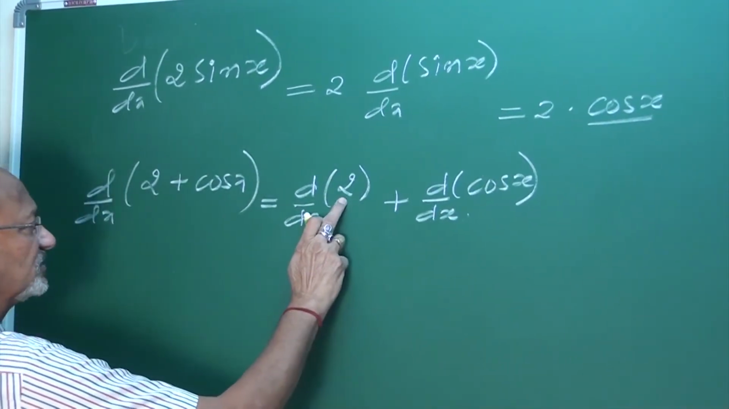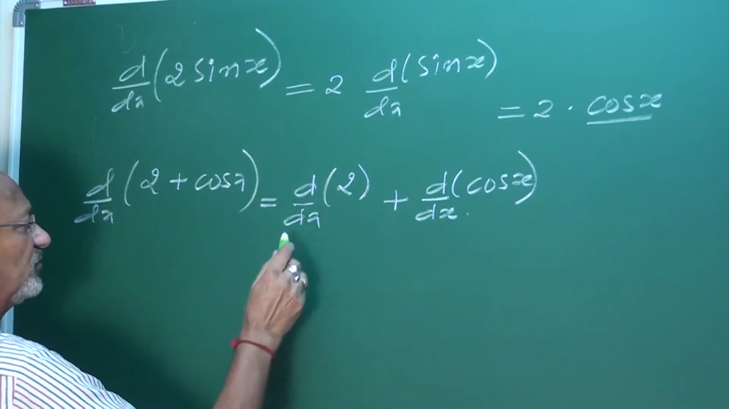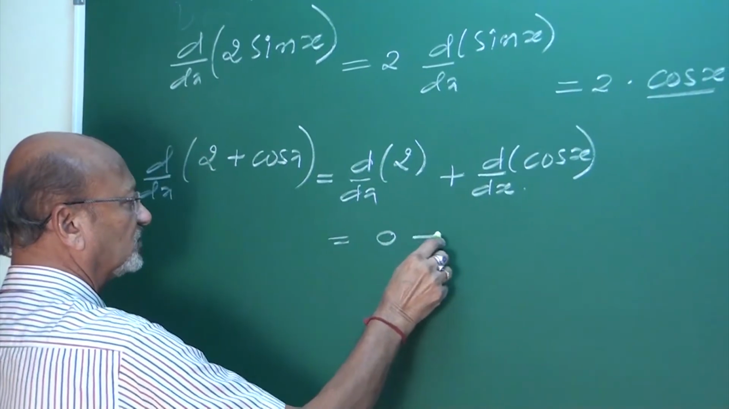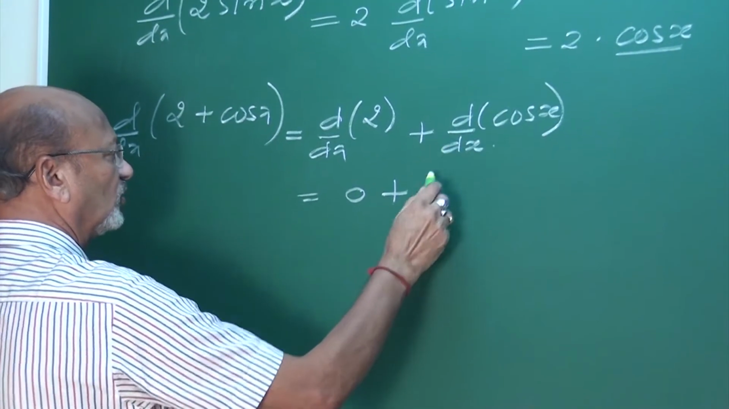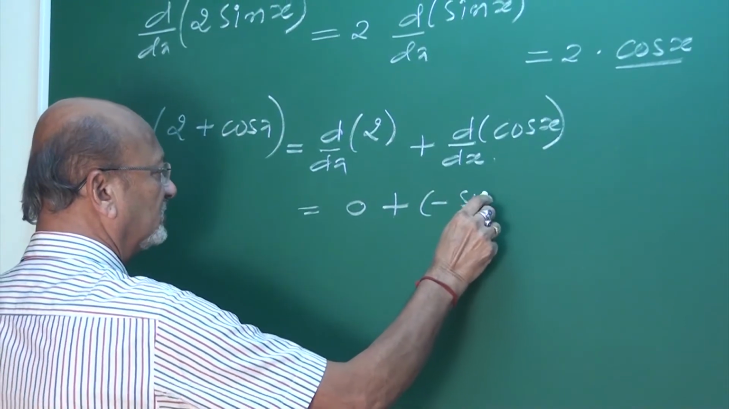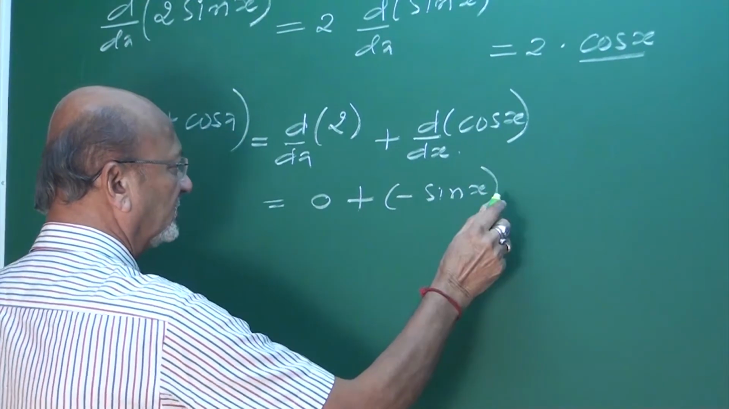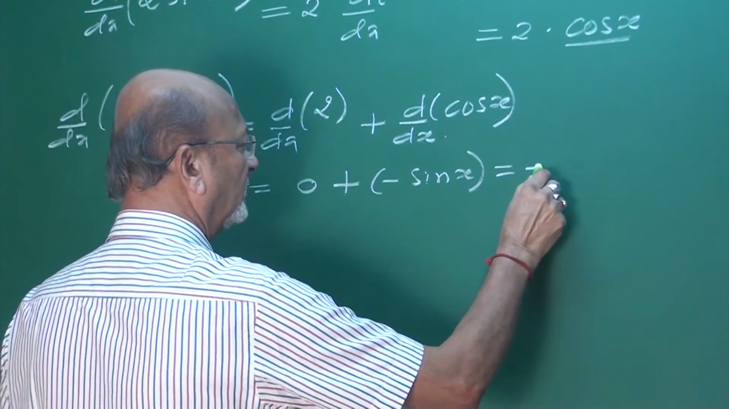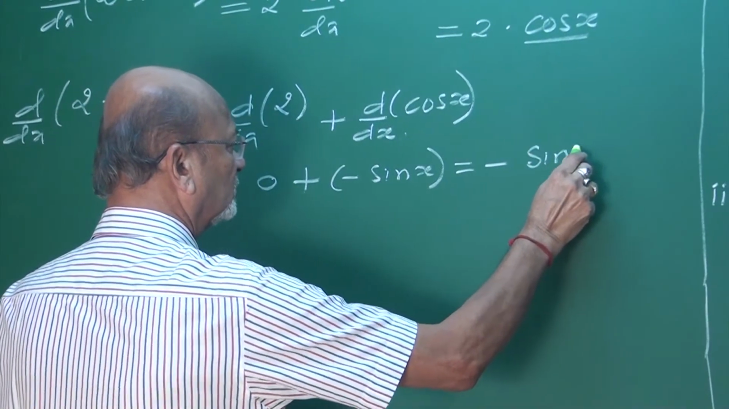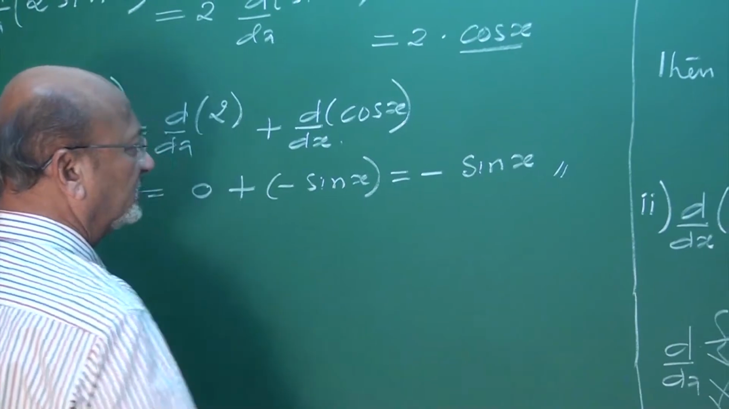Tell, friend, what is this? Constant. What is the derivative of constant? 0. Plus, what is the derivative of cos? Minus sin x. If you simplify, my friend, plus with minus is minus sin x.